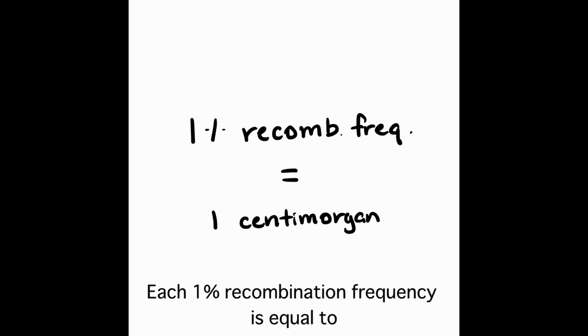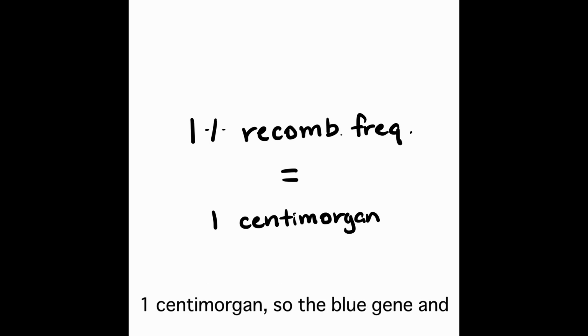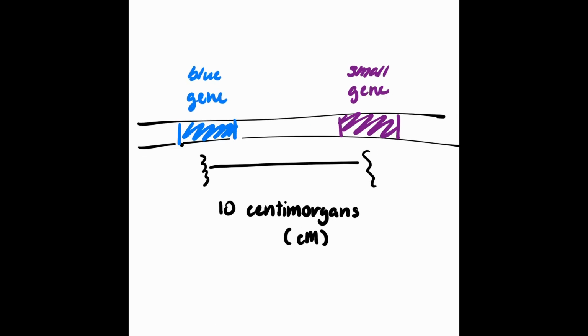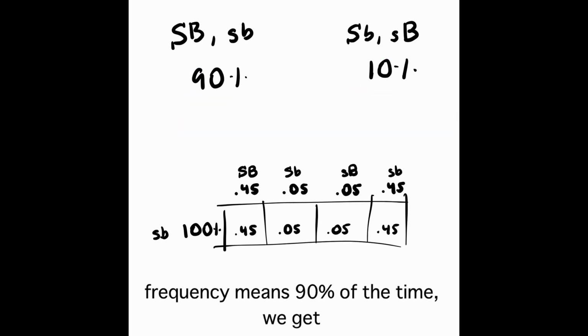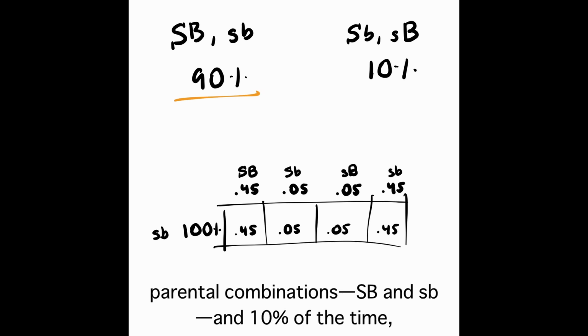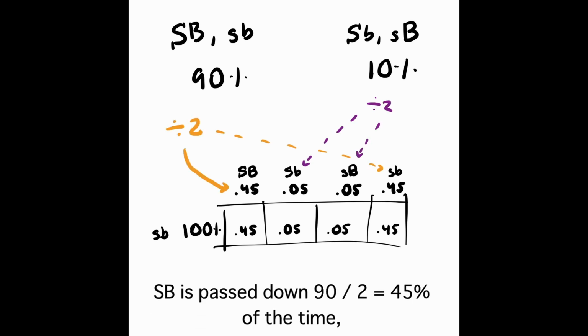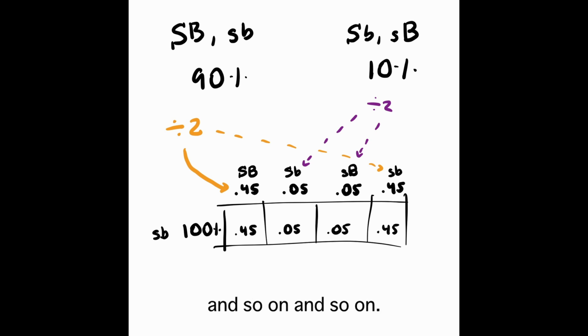Each 1% recombination frequency is equal to 1 centimorgan, so the blue gene and the small gene are 10 centimorgans apart. To double check our results, 10% recombination frequency means 90% of the time we get parental combinations, big S big B and small s small b, and 10% of the time we get recombinations, big S small b and small s big B. Big S big B is passed down 90 divided by 2 equals 45% of the time, and so on and so on.